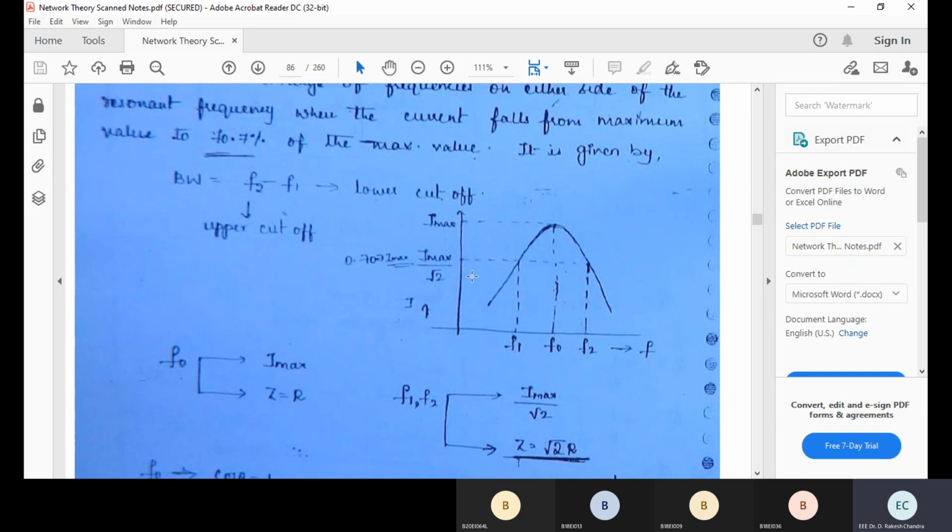What is your current formula? I is equal to V by Z. What is your Z? R plus j into XL minus XC. What is your XL? L into 2 pi F. What is your XC? 1 by 2 pi FC. So your Z is R and the XL, XC combination. Both XL and XC depend on the frequency. So definitely, in the series RLC circuit, your current depends on the frequency.